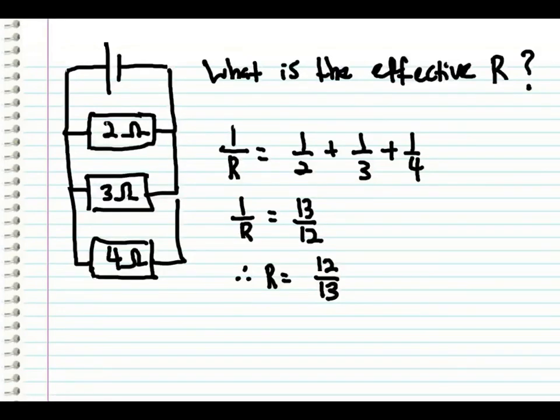Now consider the following example. What is the effective resistance R? Since the 3 resistors here are arranged in parallel, we can straight away apply the formula. 1 over R equals 1 over R1 plus 1 over R2 plus 1 over R3. And then we invert it to get the effective resistance of 12 over 13. Now, inspect carefully the solution. The effective resistance of resistors in parallel is always smaller than the individual resistors.